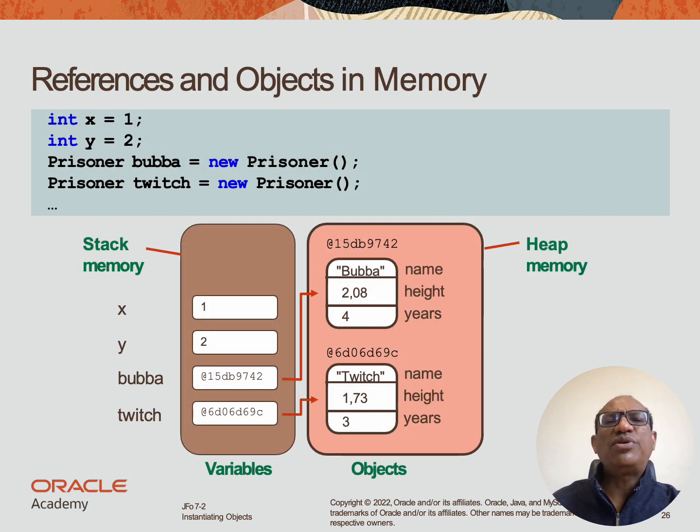This diagram shows how reference variables point to a particular object in memory. There are two Prisoner object references pointing to two Prisoner objects. Stack memory holds local variables, either primitives or reference variables, and the heap holds objects. So in this diagram, baba and twitch are variables in stack memory. Each of them points to a Prisoner object in heap memory.